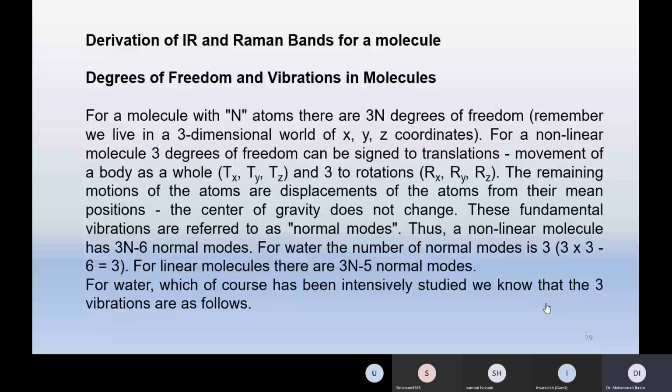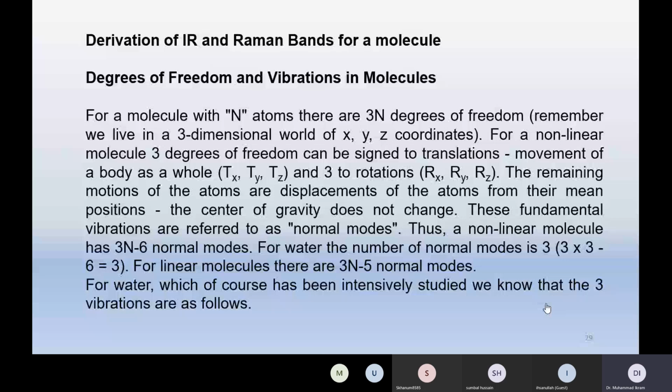In order to derive the IR and Raman bands for a molecule, you should know about the degrees of freedom. Degrees of freedom are actually the number of motions possible in a molecule. Okay? So you can calculate the degrees of freedom in a molecule by using a very simple formula, that is 3n, where n is the number of atoms in the 3n formula. So for a molecule with n atoms there are 3n degrees of freedom.